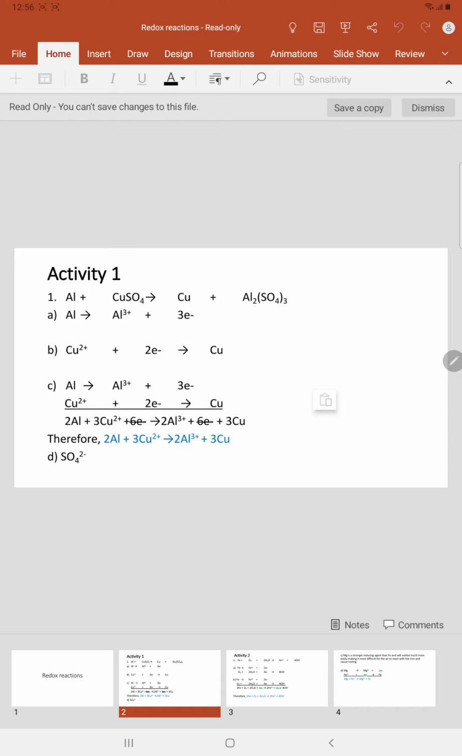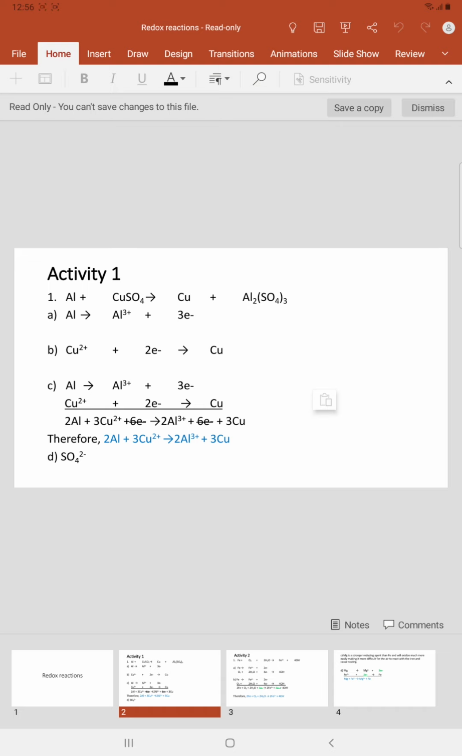Let's look at this question on redox reactions. When a piece of aluminium is placed in a copper sulfate solution, the reaction takes place producing copper metal during the reaction. Write the half reaction to show how aluminium acts as the reducing agent. Let's first write the reaction.